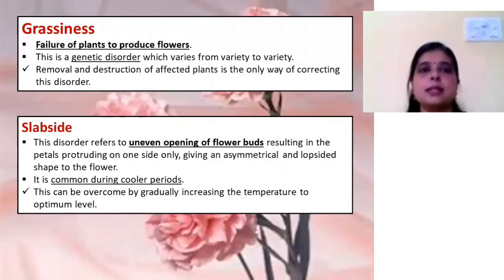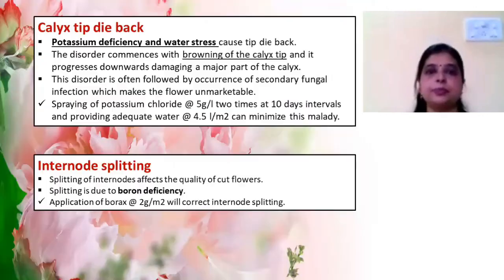This is grassiness. Grassiness is the physiological disorder when the plant becomes unable to produce flowers. In slab side, uneven opening of the flower bud occurs. Calyx tip dieback occurs due to potassium deficiency and water stress. And internode splitting occurs due to boron deficiency.